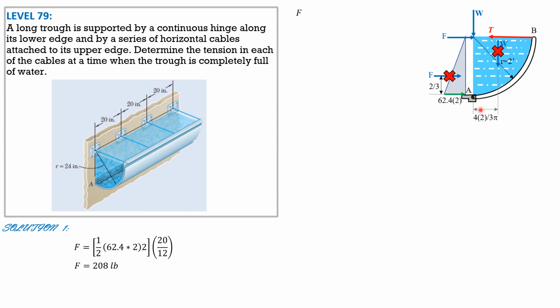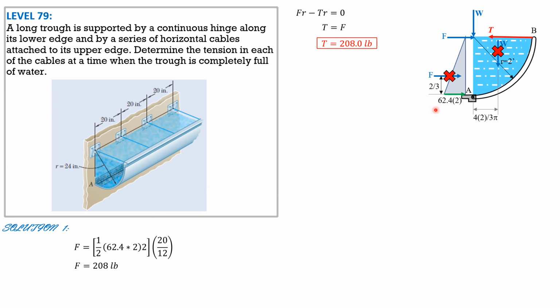So summation moment about A equals 0, F times radius minus T times radius equals 0. So that means tension equals F. But we have already solved F, 208 pounds. Therefore, the tension is 208 pounds. So that's the answer, and that's the solution.